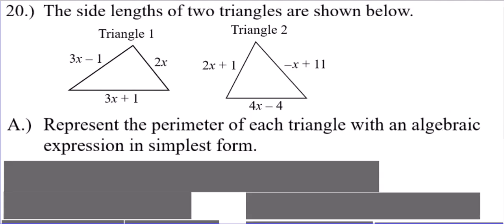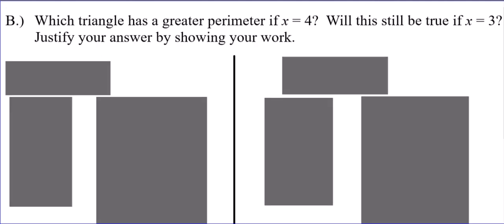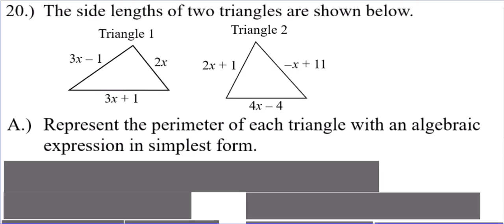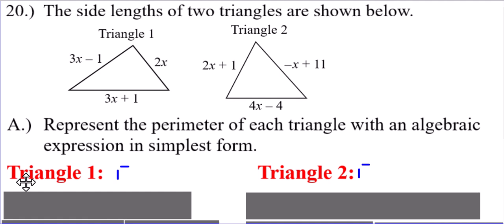Okay, problem number 20 has a part A and it has a part B, and it's talking about perimeter. And then part B is kind of interesting. It finally then tells you the values of the variables, but don't do that first. Do part A first. So hit pause, do part A, then do part B, and then hit play when you're ready to see how you did. All right, did you already do part A? Hopefully you separated this as two different separate pieces of work.